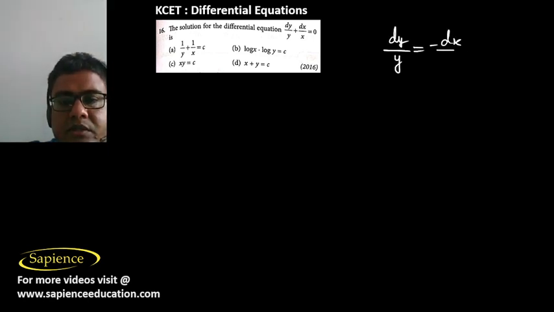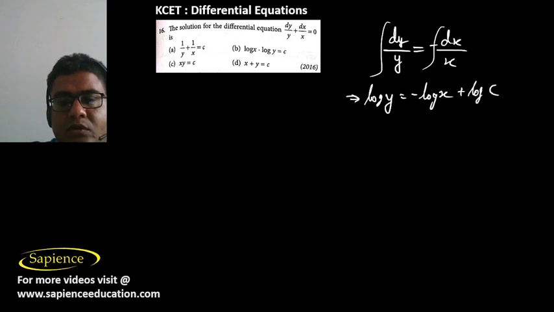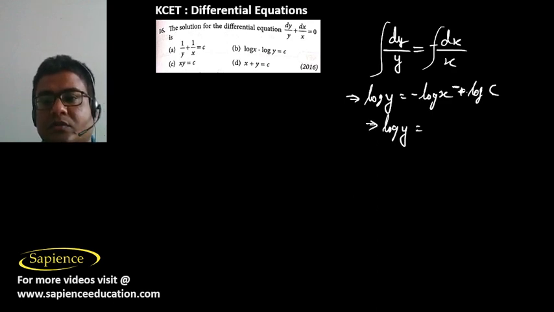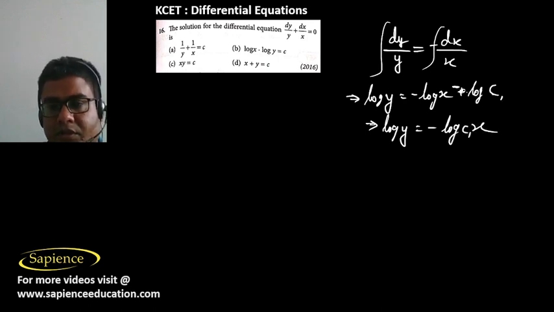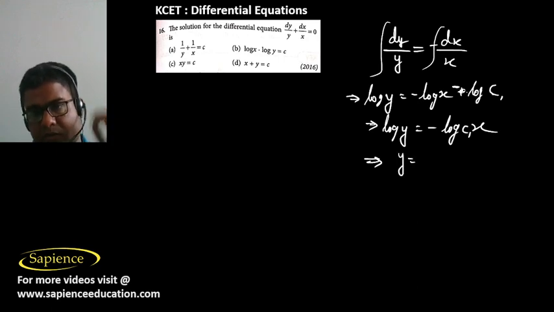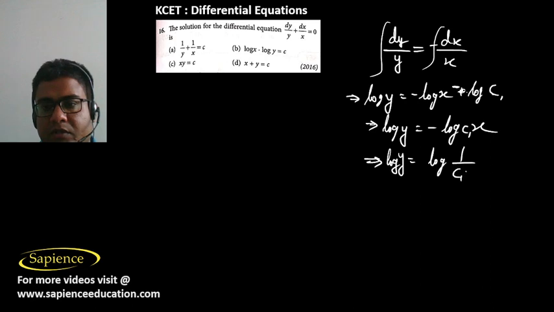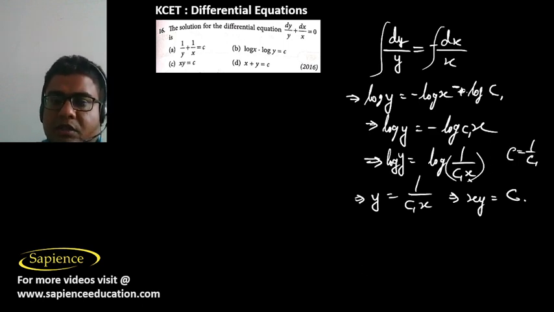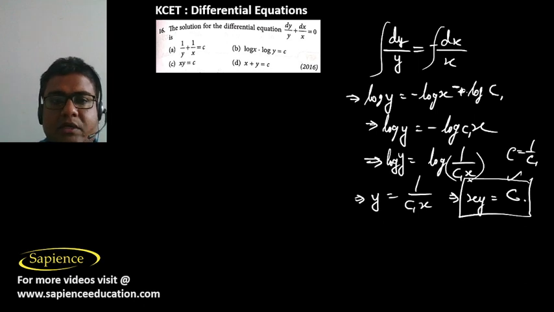Option number 15. It is asked the solution of the differential equation dy by y that is equal to dx by x with a negative sign. So log y that is equal to minus log x plus c1. Suppose c1 is log of c1. So it means that xy is equal to a constant, where C I am saying is e power c1. So this is the required general solution of this given equation.